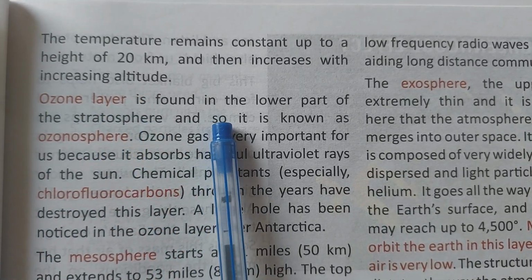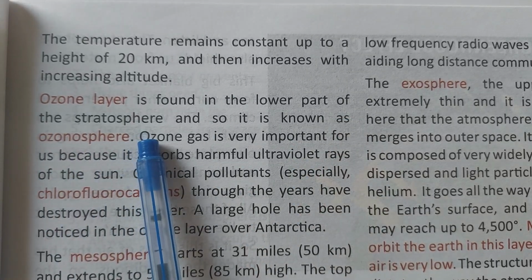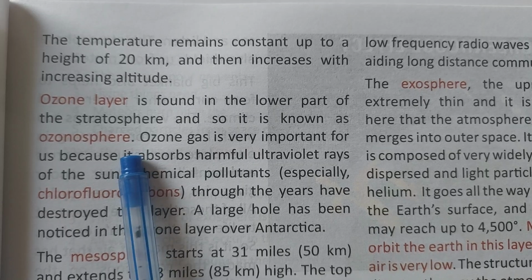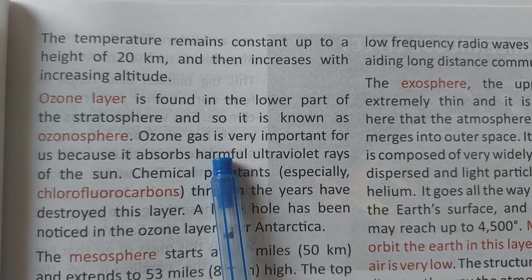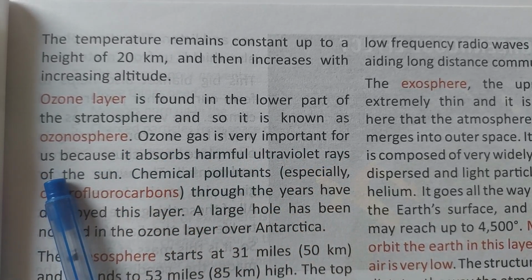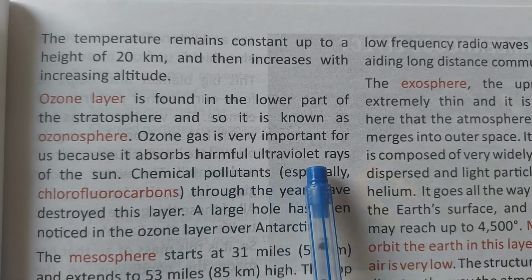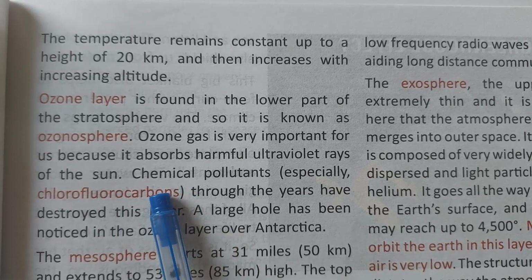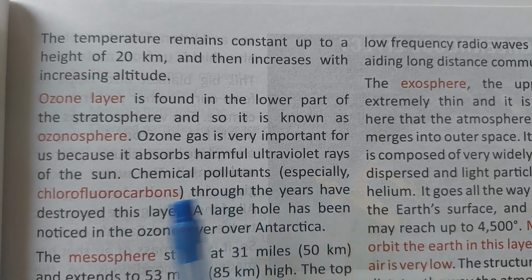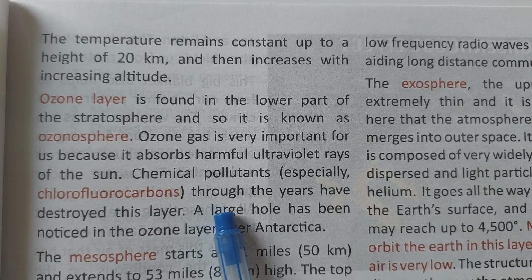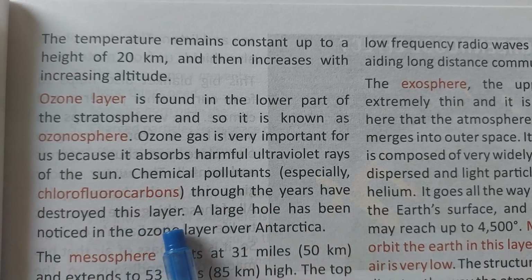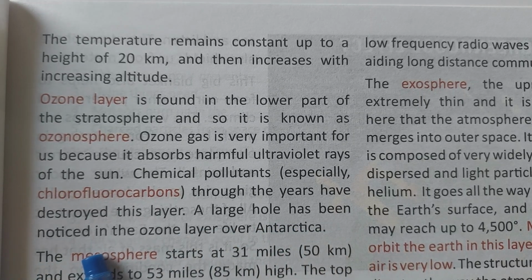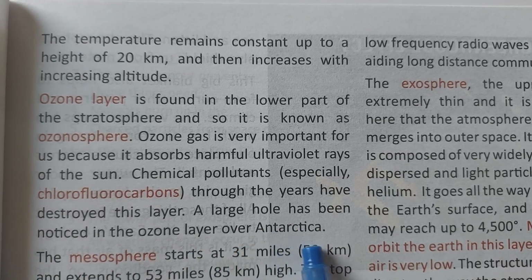The ozone layer is found in the lower part of the stratosphere and so it is known as the ozonosphere. Ozone gas is very important for us because it absorbs harmful ultraviolet rays of the sun. Chemical pollutants, especially chlorofluorocarbons, have destroyed this layer through the years. A large hole has been noticed in the ozone layer over Antarctica.